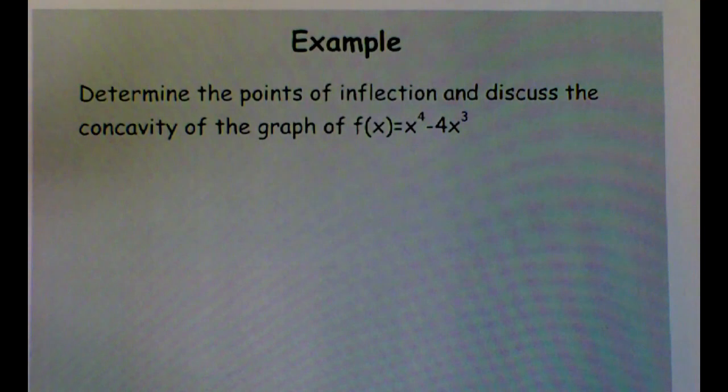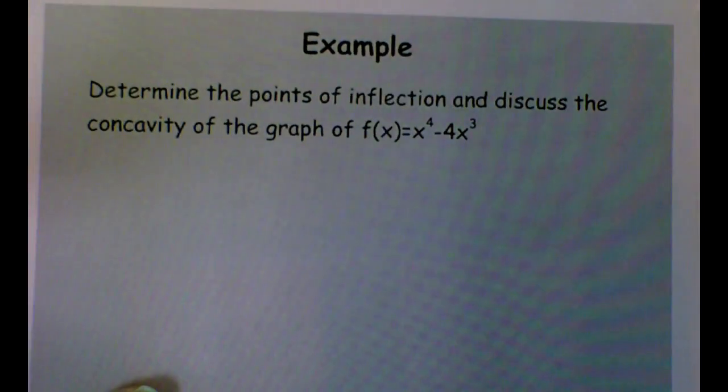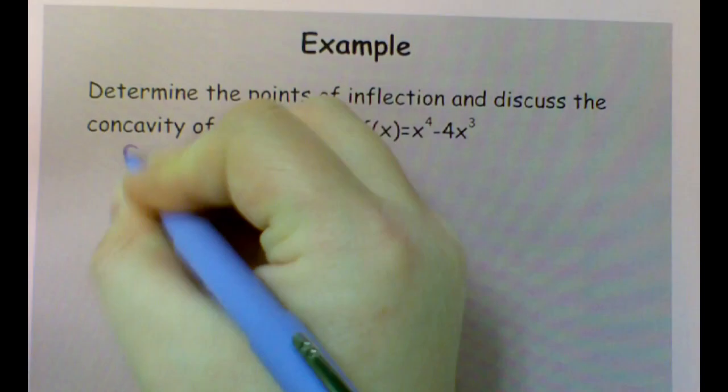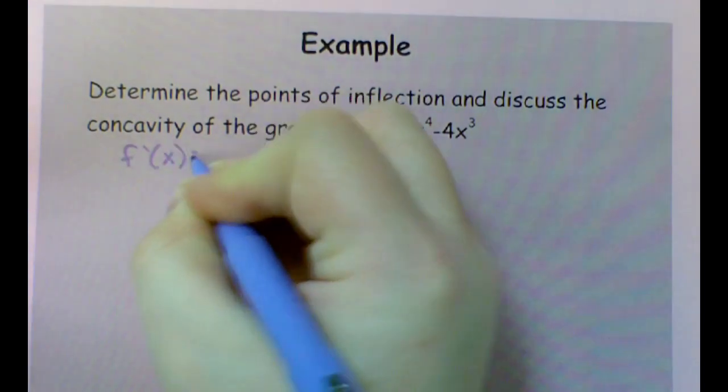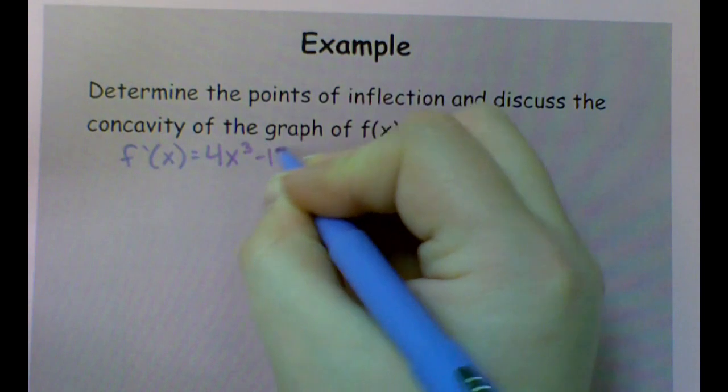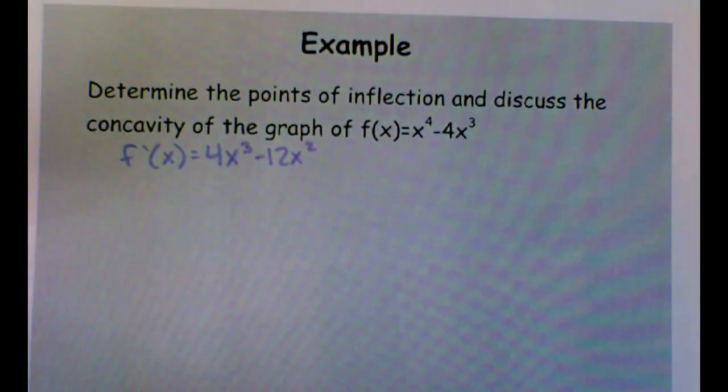So these are very similar to our critical numbers, except with the second derivative. So let's determine the points of inflection and the concavity of this graph. First thing, find those points of inflection, which is setting the second derivative equal to 0. So let's find the first derivative. It is 4x cubed minus 12x squared. Look at that, much simpler when it's not a fraction.